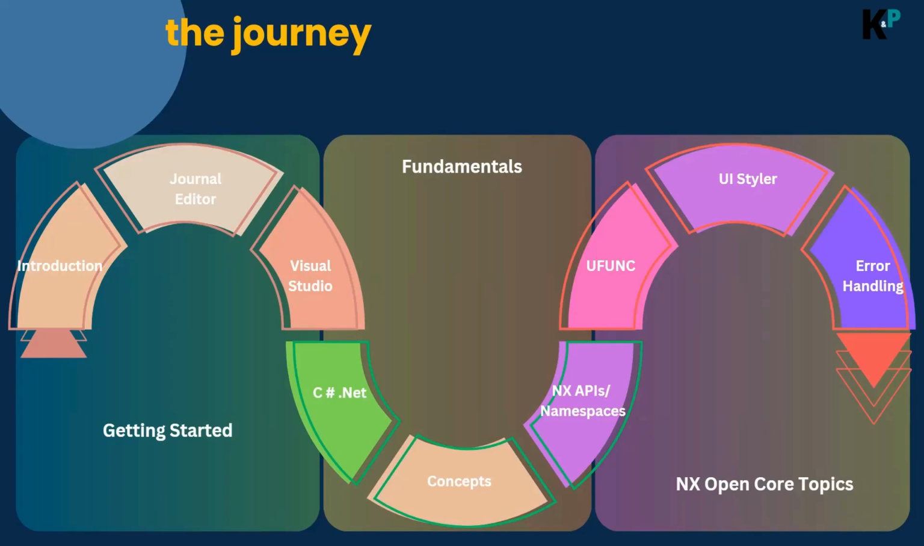The journey is defined into 3 phases. In the first phase, you get started. You get the introduction to the topic. You also learn about journals in NX, how you can access a journal, what the journal editor is, and you also get to know Visual Basic as an integrated development environment for developing NX Open applications. So you develop your basic understanding about automation in NX Open in the first phase.